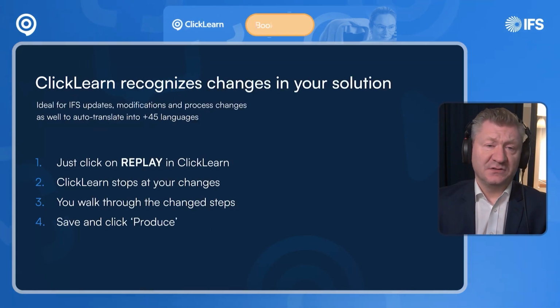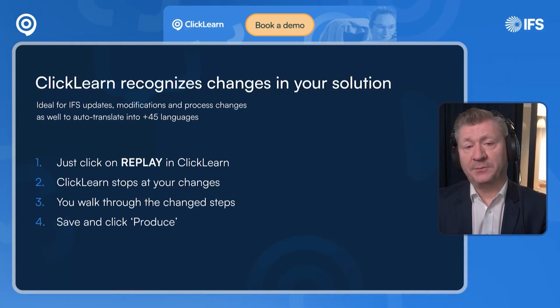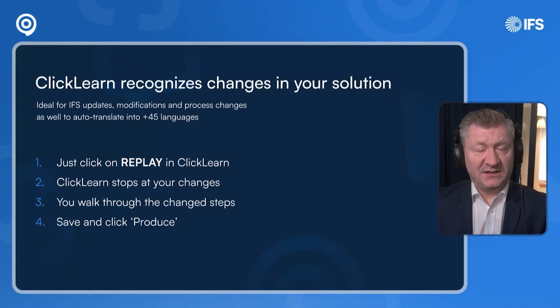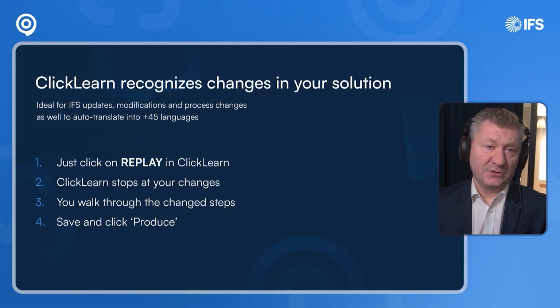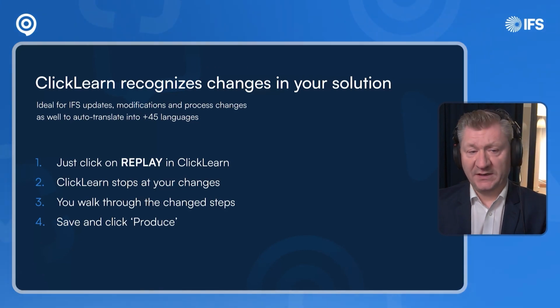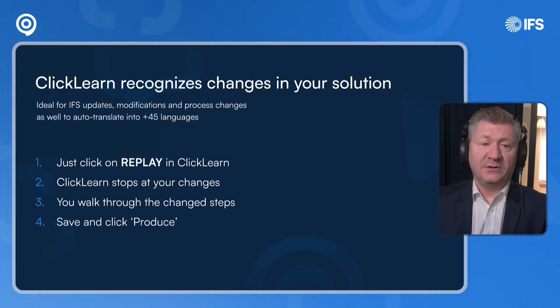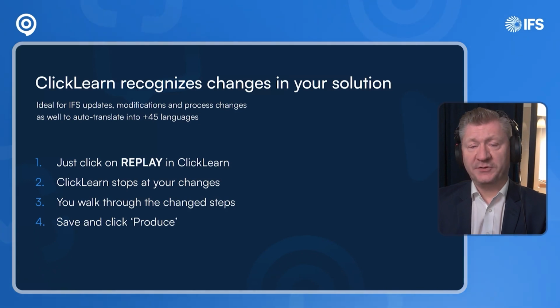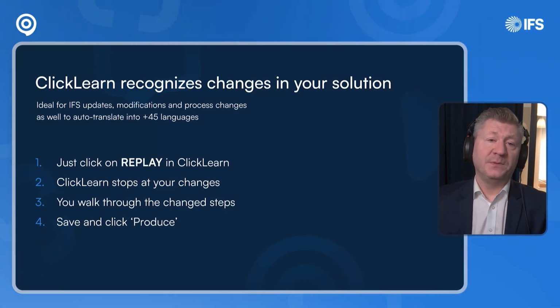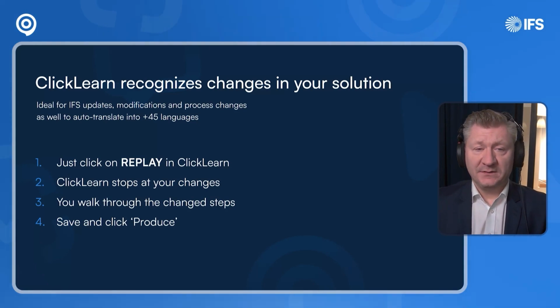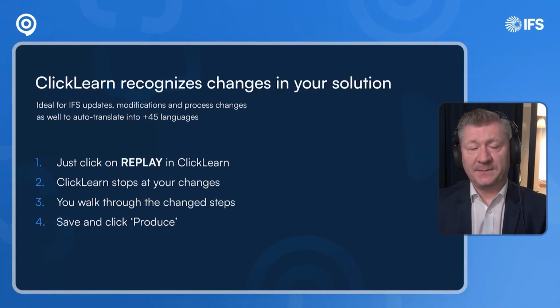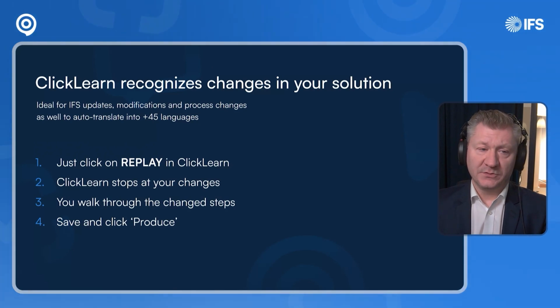Another challenge for organizations is keeping these training materials up to date. We can see a trend where organizations unfortunately don't do this on a regular basis, which of course leads to end users making use of outdated training materials. We at ClickLearn automate this process as well. The technology recognizes changes in your solution. It also realizes differences between the versions. So what an author simply needs to do is click on a replay button. ClickLearn will stop at the changes and differences. The author can simply update the steps, save, and produce the new version of the materials.